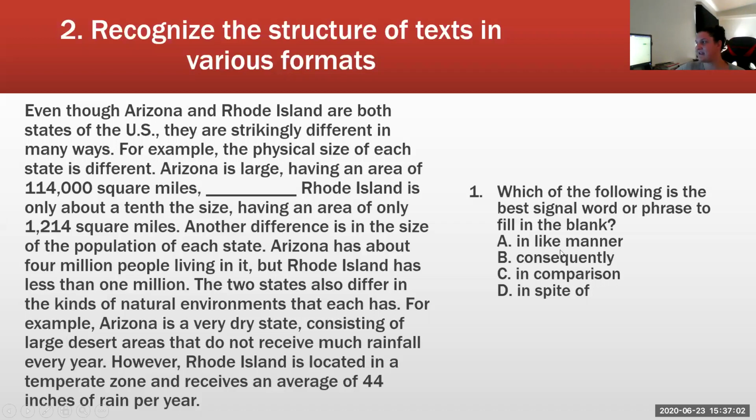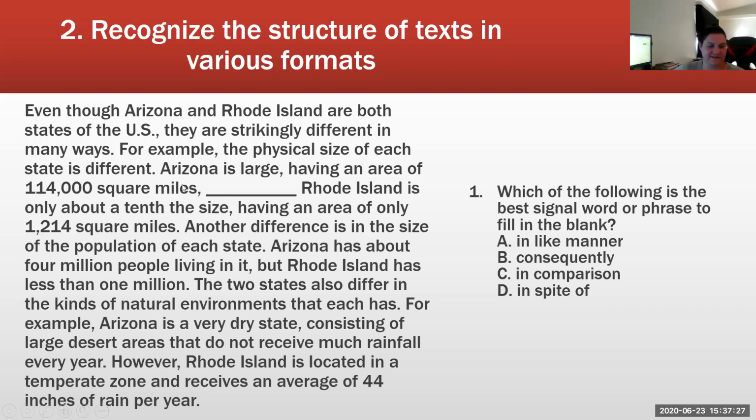So they are not in like manner. B is incorrect because what does the size of Rhode Island have to do with how large Arizona is? Although Arizona is large, Rhode Island is not, consequently only about a tenth of the size. It's not a cause and effect. So B is incorrect. And again, D follows that same kind of thing, in spite of.